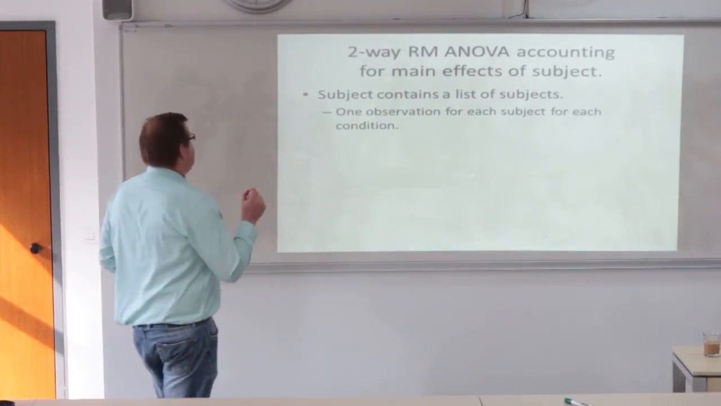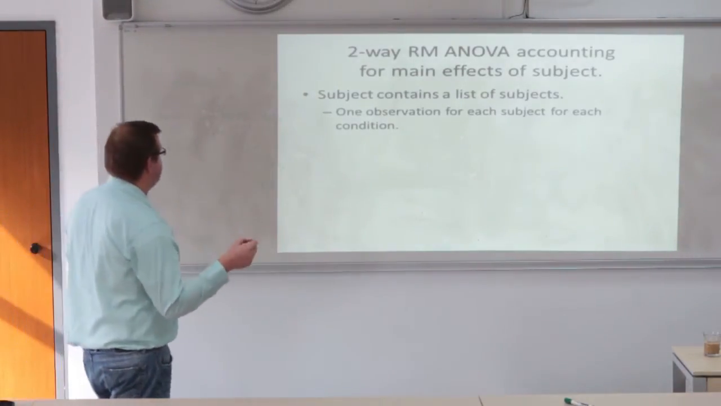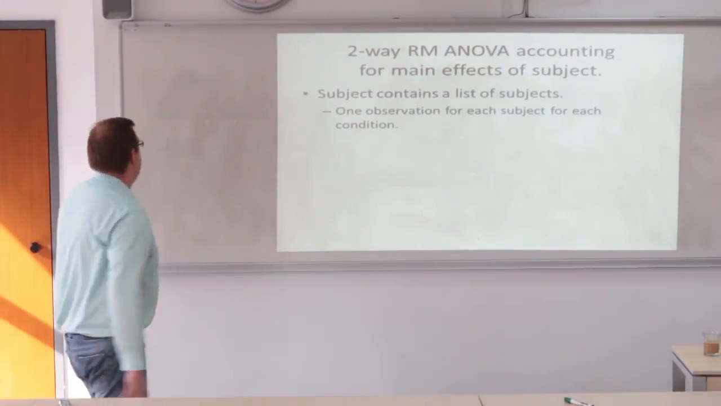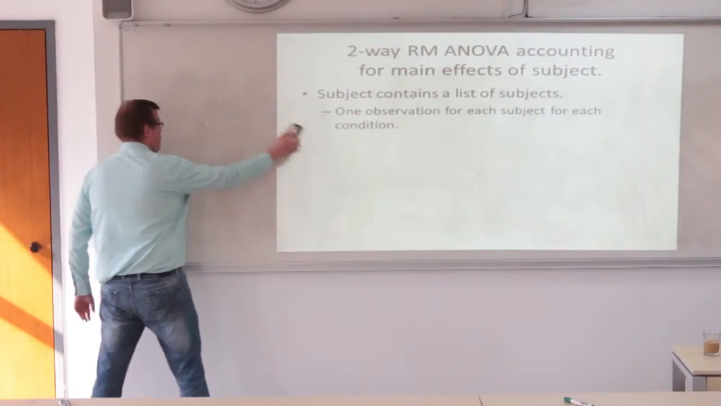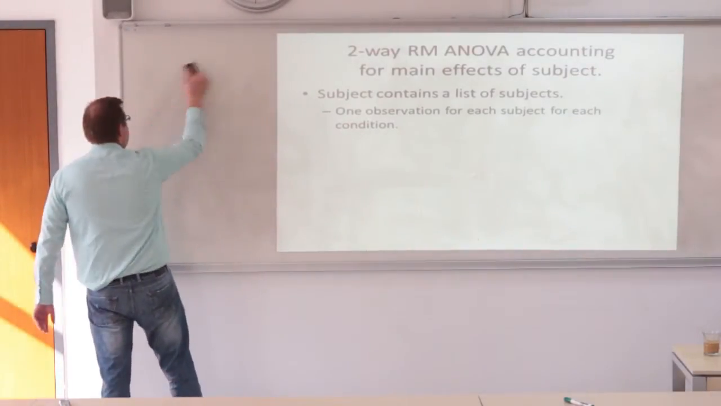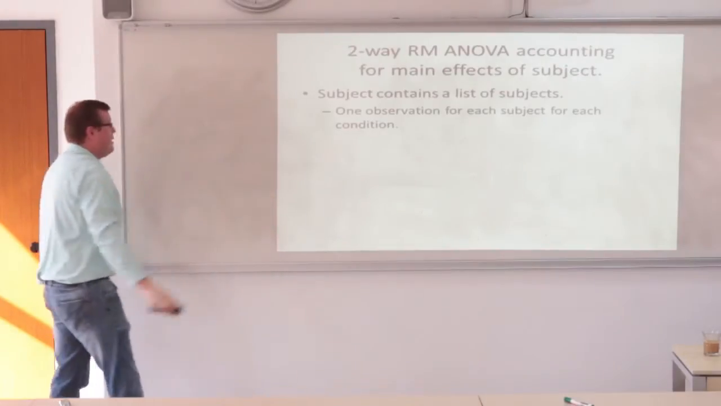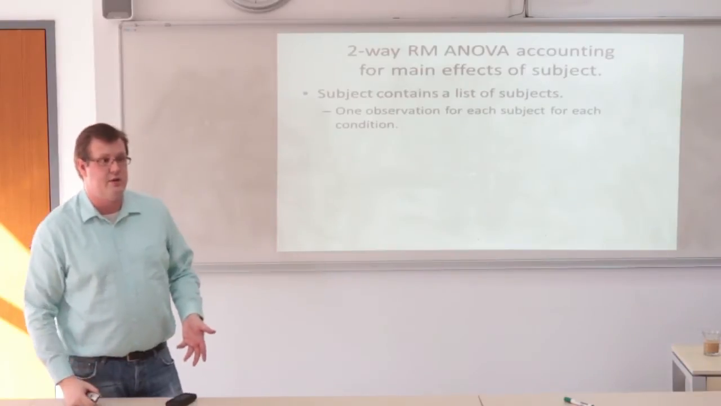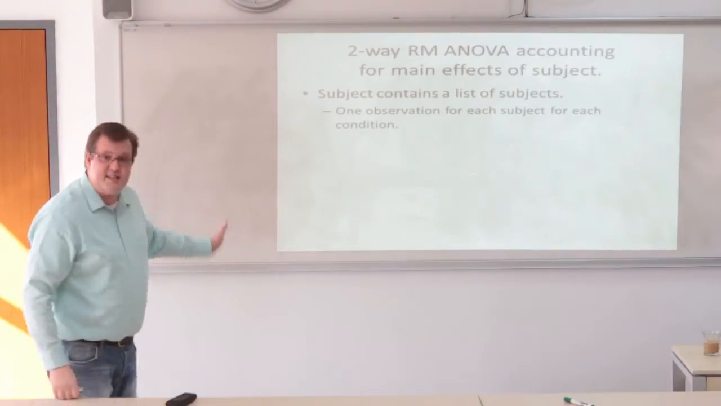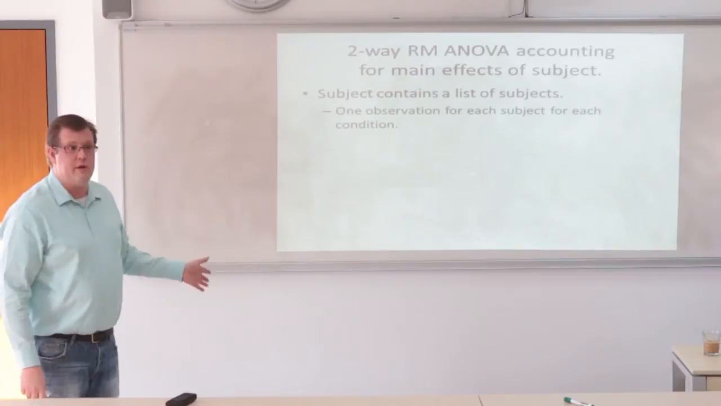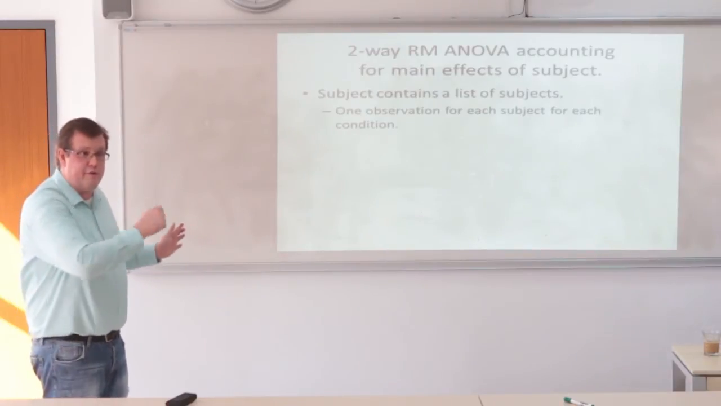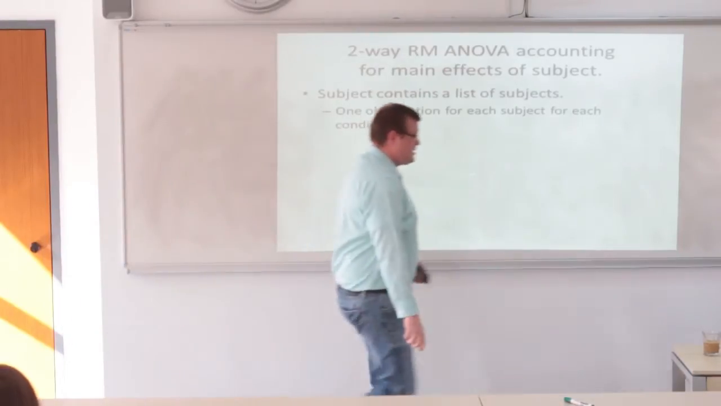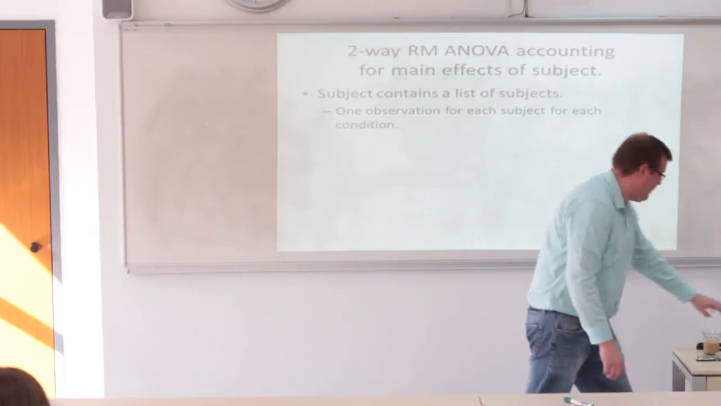Okay, so let's do a two-way repeated measures ANOVA accounting for the main effects of the subject. So here, each subject is going to contribute an observation in each condition. So before we had 16 different subjects. Now we're only going to have 4 different subjects, each with 4 measurements, right? 4 times 4, 16. Okay, so let's specify our model. Does anyone specify the model?